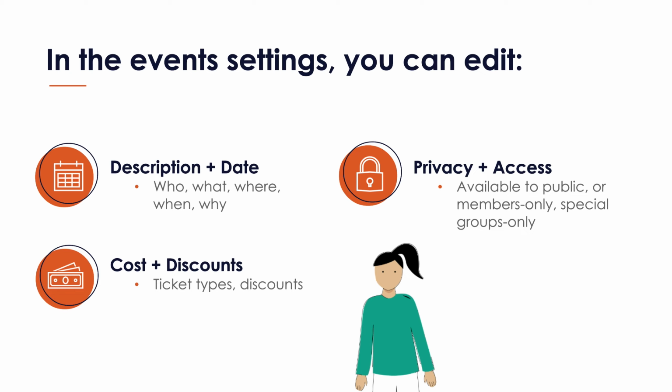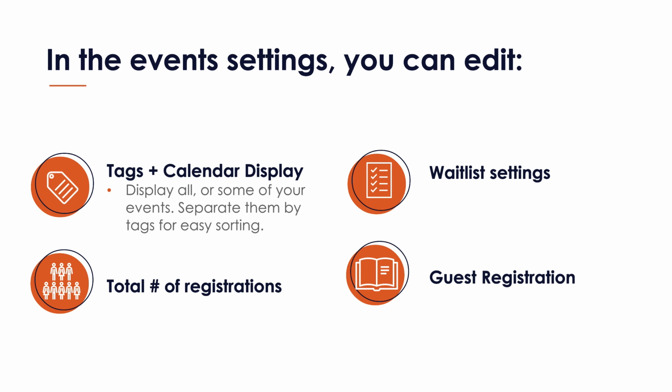How about costs and discounts? Your registration types, or ticket types as we list them here. You can have members-only types at one fee, or maybe even free, and you can have public registration types that are at another cost. So, again, a lot of options available there for you to play with, including discounted registration types that require a code to sign up for.